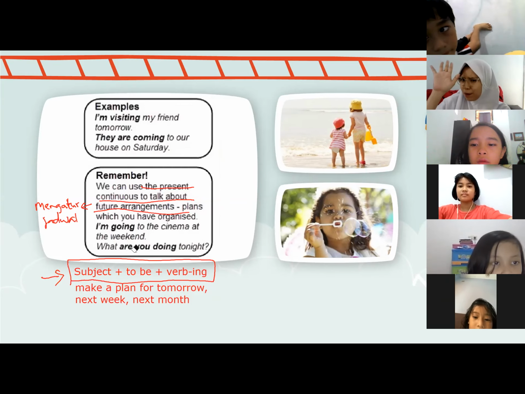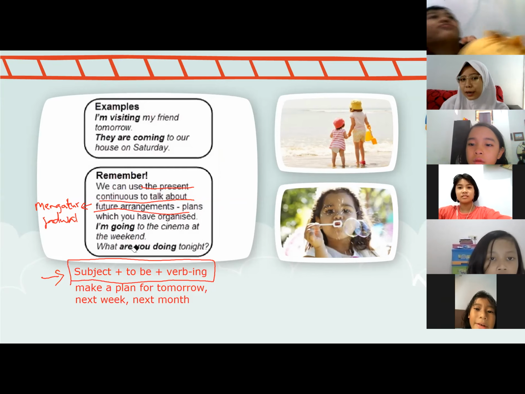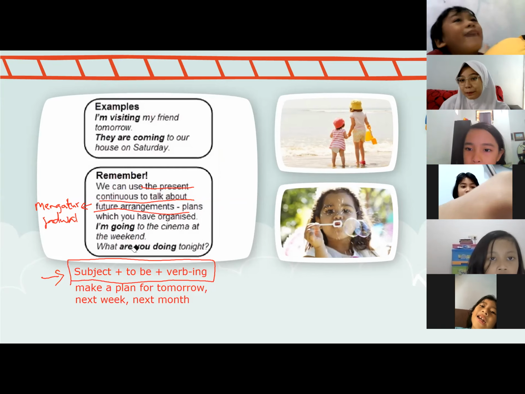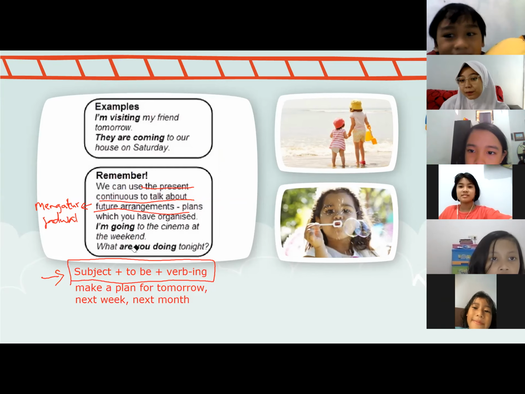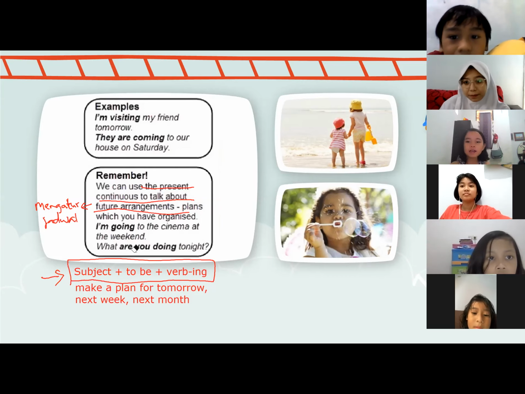can you make an example for me, guys? Can you tell me what you are going to do tonight? Maybe you are going to sleep? I'm going to play some video games. Oh, Nada says I am going to play a video game.